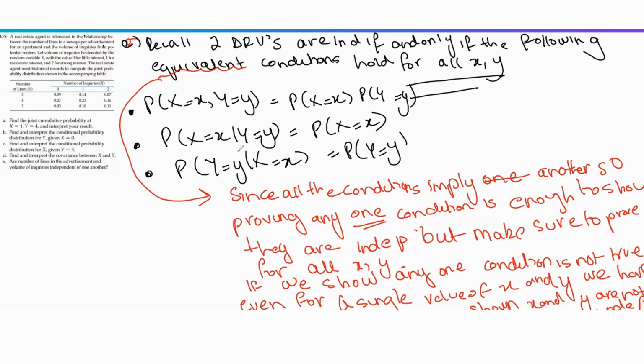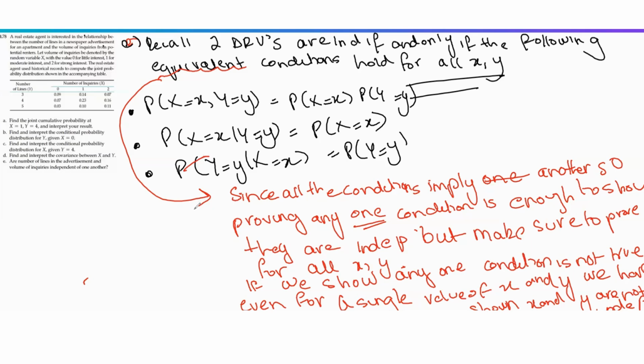Because for them to be independent, it had to be true for every possible value of X and Y. So if it's not true even for a single value of X and Y, it obviously can't be true for every possible value and they're not independent. So proving they're not independent is a lot easier because we just need to show that this condition does not hold true for any one value of X and Y.